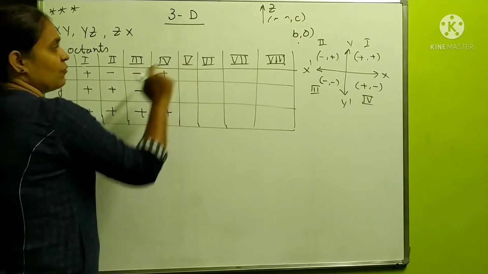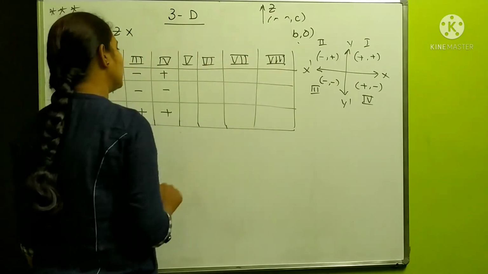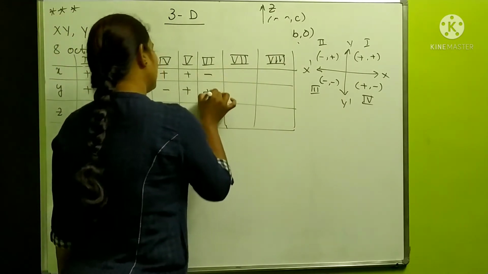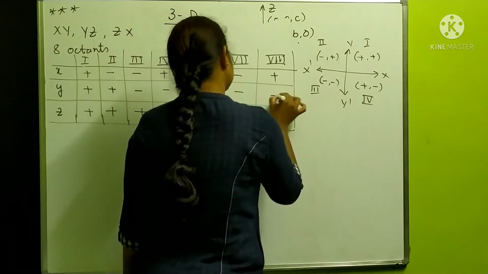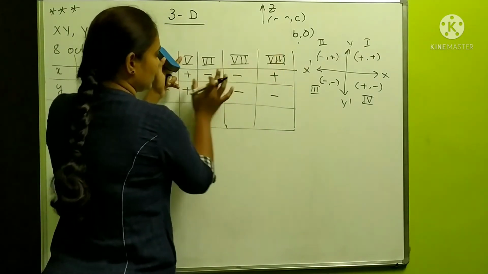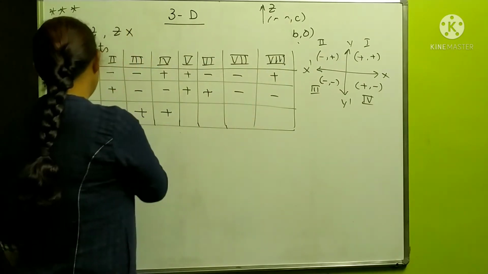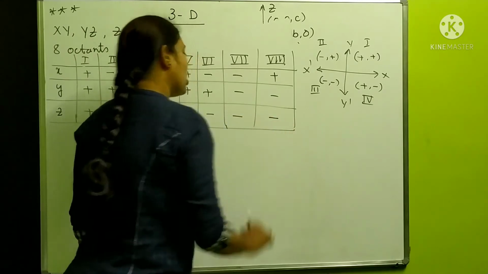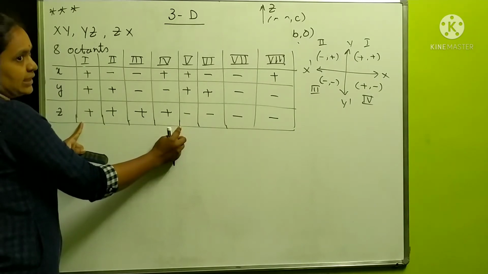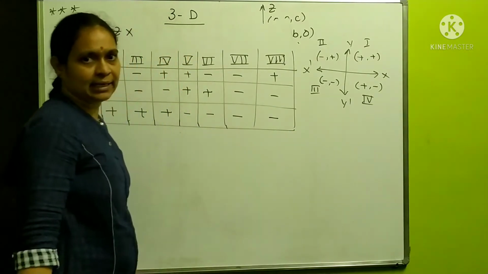Then for the fifth, 5, 6, 7, 8 octants, the next 4 also, you have to take the same signs: positive, positive; negative, positive; negative, negative; positive, negative. Like quadrants only, you have to fill the 5th, 6th, 7th, 8th octants. After that, for Z, you have to take all negative. In the first 4 octants, the Z coordinate will be positive. In the next 4 octants, the Z coordinate will be negative.